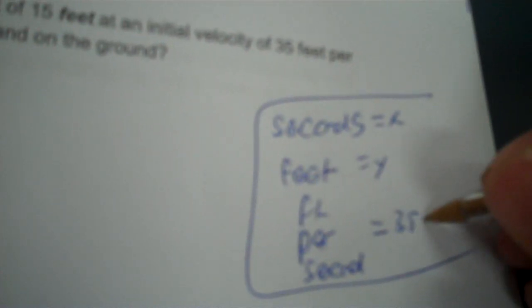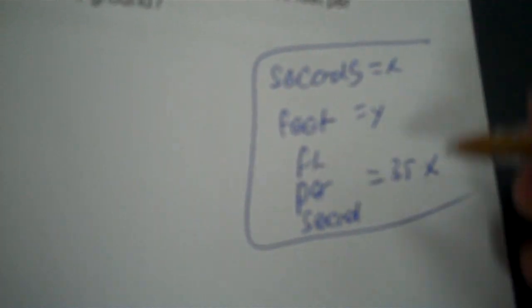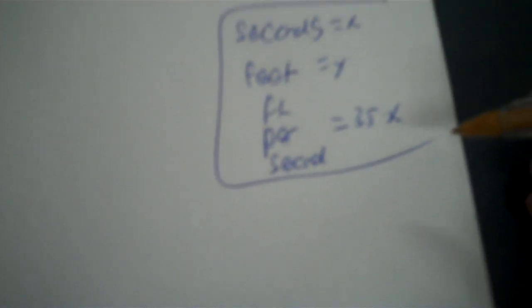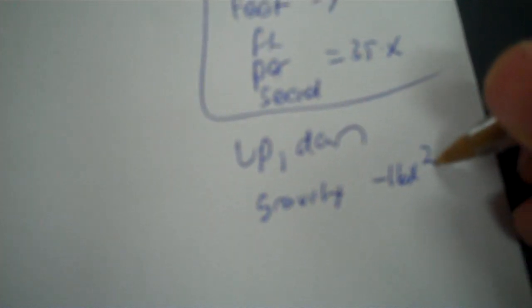Feet per second is 35 times x. Now, even though that's the rate of change, it's not the rate of change for infinity, okay? So this goes up, and it comes down, slows to a pace, then comes down, and it's pulled by the force of gravity, which is negative 16x to the second.